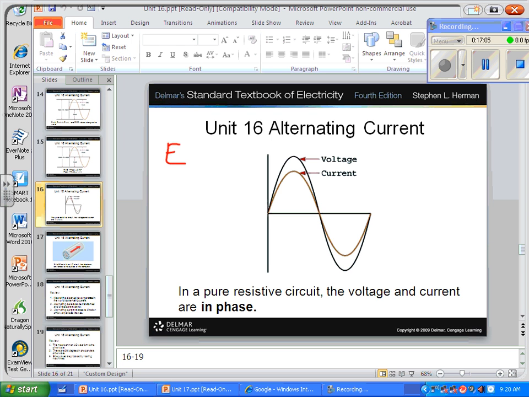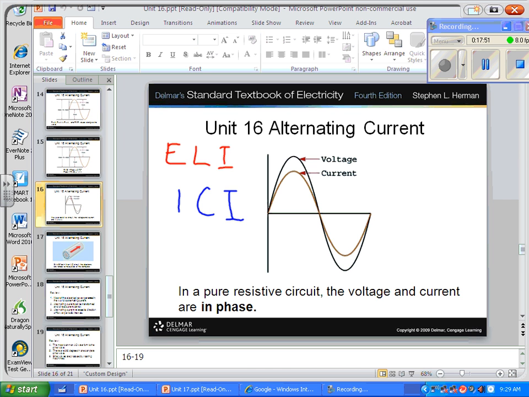What does E stand for? Voltage. Electromotive force is voltage. What does I stand for? The intensity of the current flow, right? What do you think? Just take a wild guess. In this formula, it either leads or lags. Which do you think that is? So voltage leads current in an inductive circuit. Okay, that's true. Now, we know that capacitive circuits are 180 degrees out of phase.